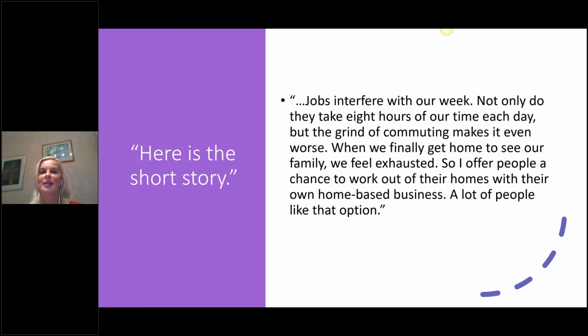And here's another short story. You know how jobs interfere with our week? Not only do they take 8 hours of our time each and every day, but the grind of commuting makes it even worse. When we finally get home to see our family, we just feel exhausted. So I offer people a chance to work out of their home with their own home-based business, and a lot of people like that option. So this is a very soft approach, not too stressful.